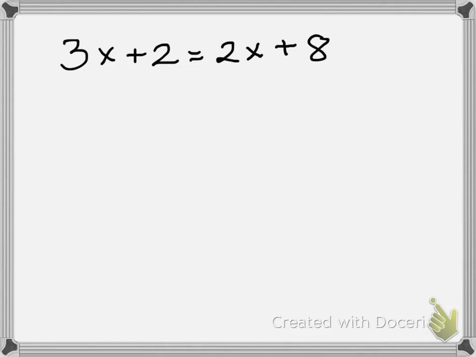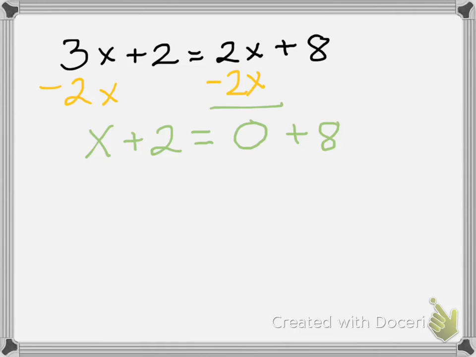I can see that it's a positive 2x, so to move it, I'm going to subtract 2x on both sides of my equal sign. 3x minus 2x is 1x, which you can write as just x, because this is only one thing. Plus 2 drops down, because I haven't used that yet. I'm going to rewrite my equal sign. 2x minus 2x is 0 plus 8. And 0 plus 8 is just 8, so I don't even have to rewrite that 0. Now I have x plus 2 equals 8.